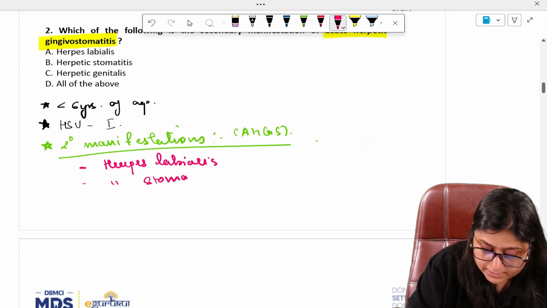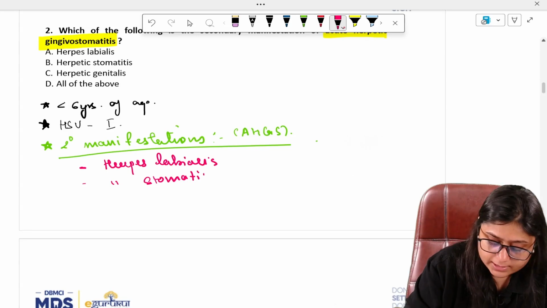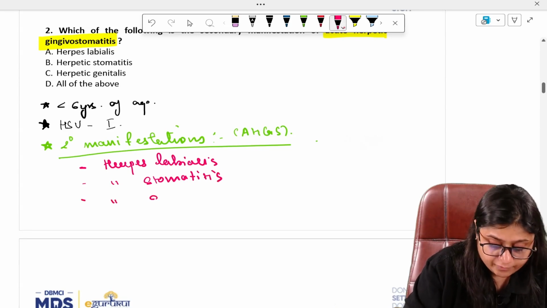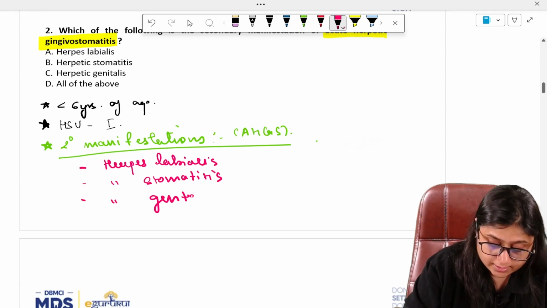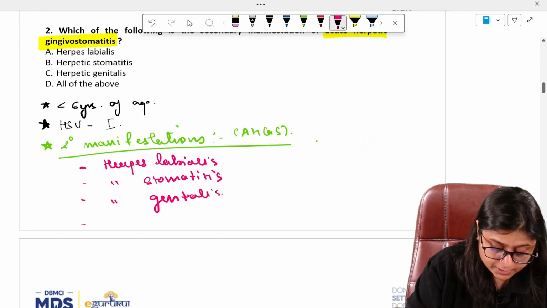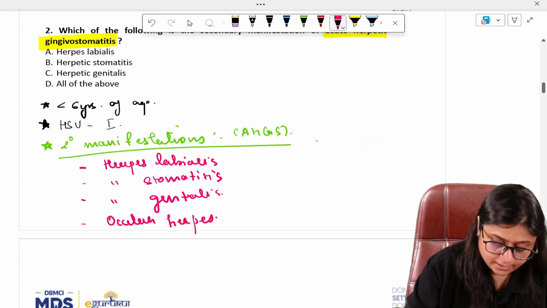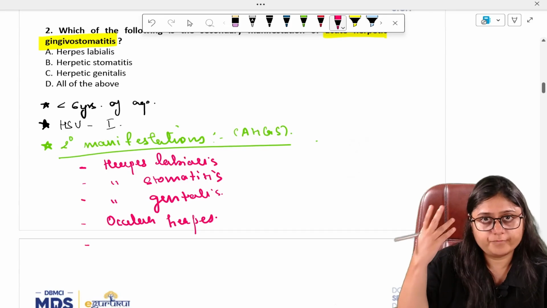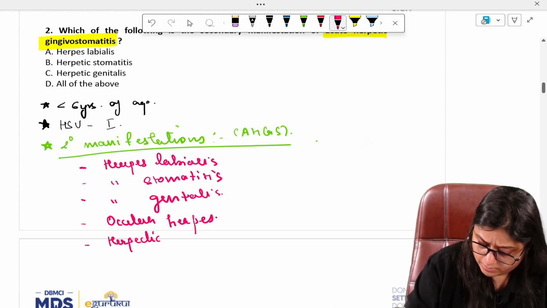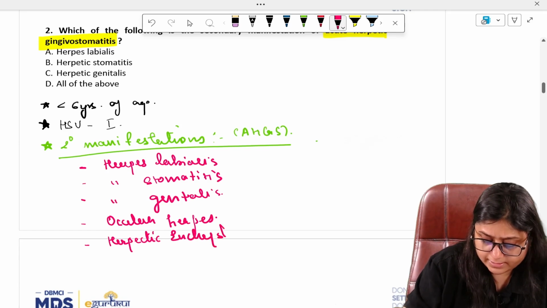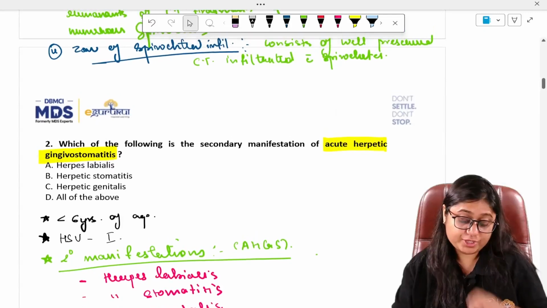stomatitis, meaning inflammation of the whole oral cavity. Herpes genitalis, inflammation of the genitals of a person. Ocular herpes, and herpetic encephalitis, inflammation of the brain and meninges. So, herpetic encephalitis. Now, let us see the options.